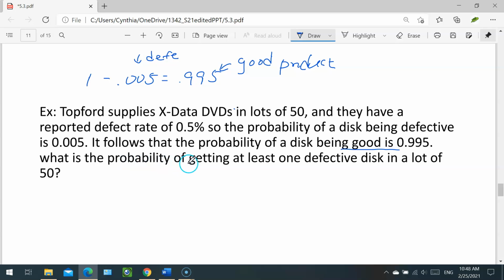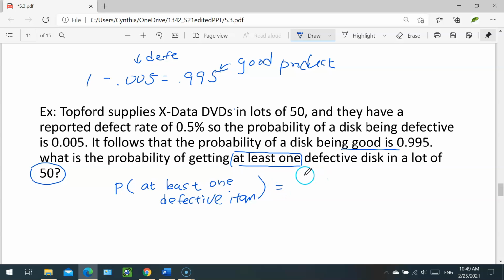What is the probability of getting at least 1? At least 1, this is a key word. Defective disk in a lot of 50. That means they are running the test 50 times. So when you're running the test 50 times and they want to find at least 1 defective disk, we use a formula. Write down the formula: the probability of finding at least 1 defective item.